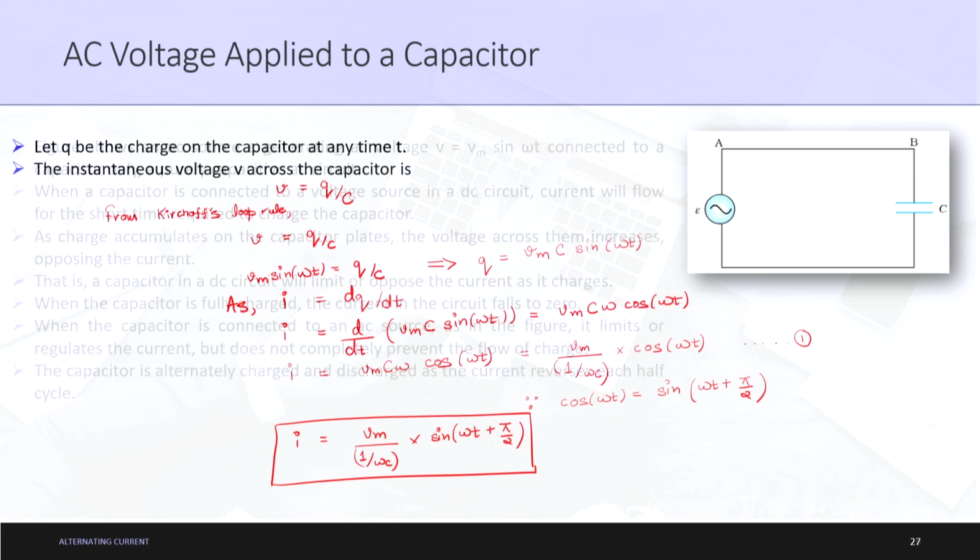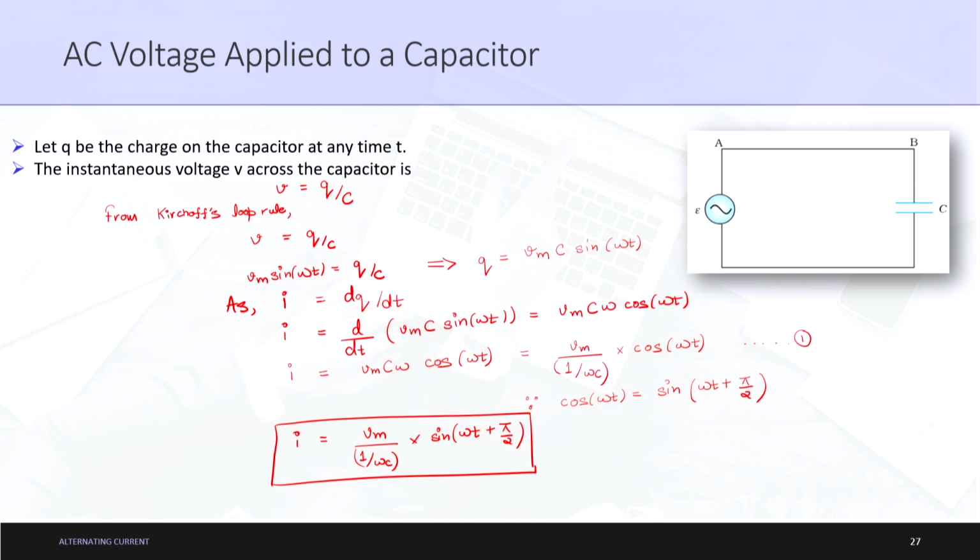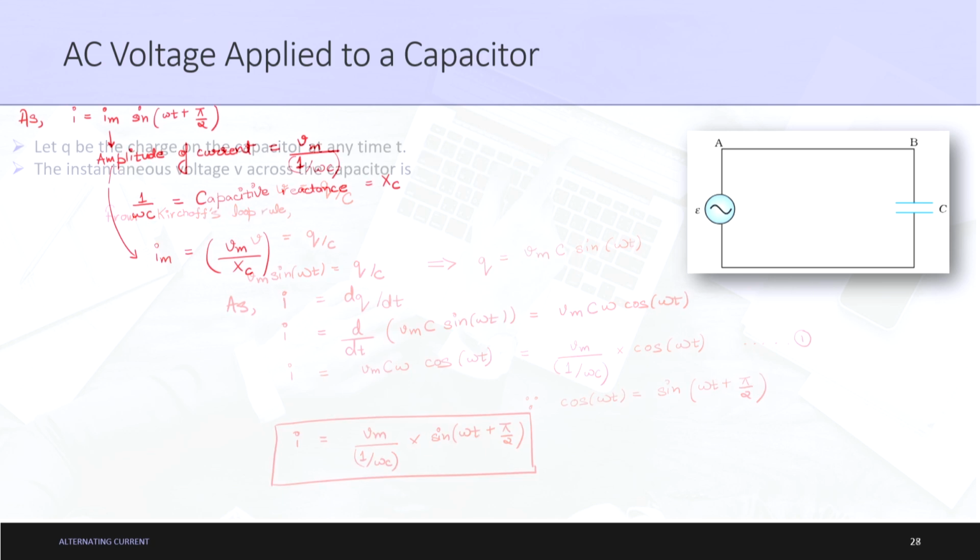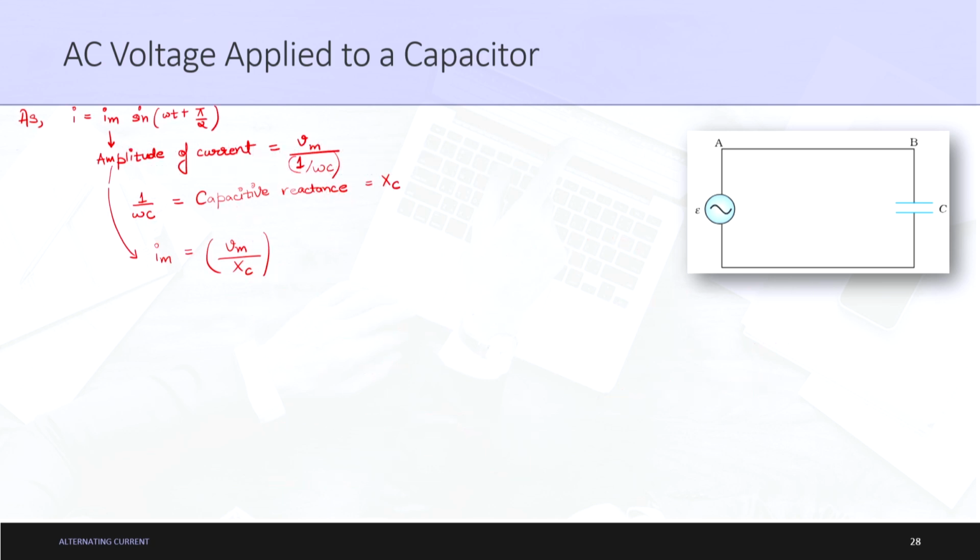All these things were already explained in the last class. For a capacitor we obtained I is equal to Vm upon 1 upon omega c into sin omega t plus pi by 2. What does plus pi by 2 mean? It means that current is ahead of voltage by an amount of pi by 2 phase.